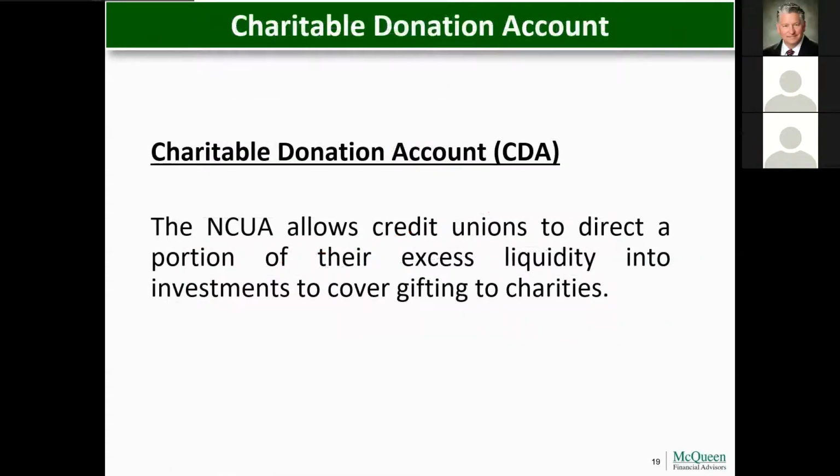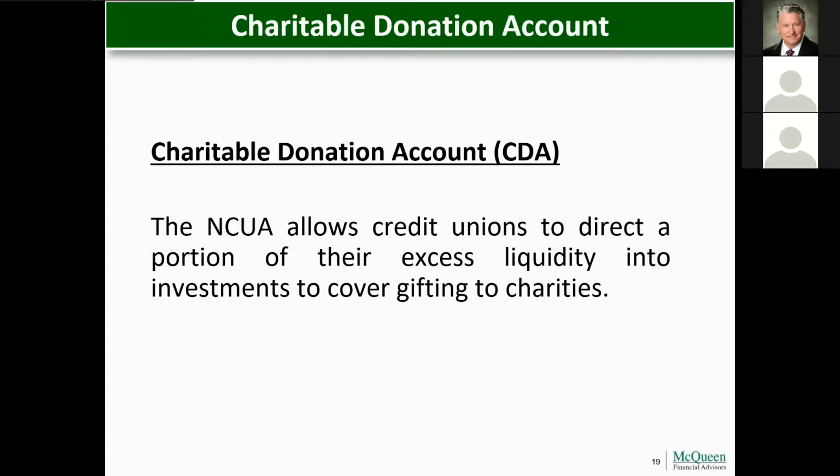Okay, now let's get into the charitable donation account. I love this one. And the reason why I love this is because I have so many conversations with CFOs, CEOs, whoever at a credit union where we dream about what we would do if we had more money to give to the community. And we think about what we're already doing. Who are the local organizations, the nonprofits around us, right?